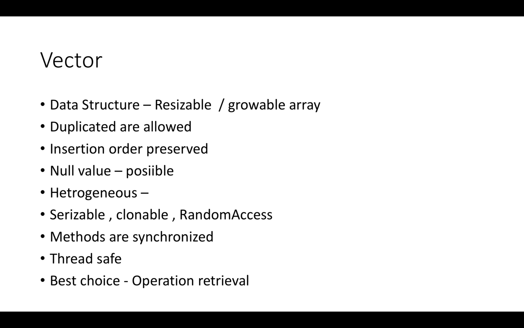All the methods of Vector are synchronized, which means it's thread safe. So only one thread at a time can access or modify the object. So there's only one difference between ArrayList and Vector. When we go for Vector, it's the best choice for retrieval, meaning getting the value.